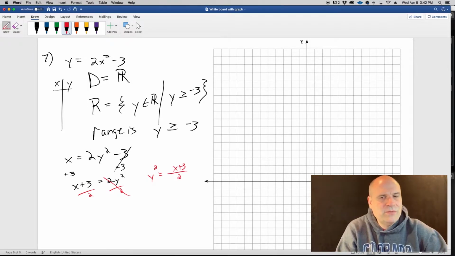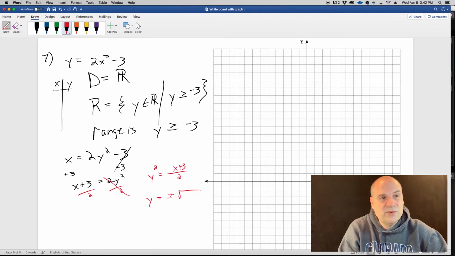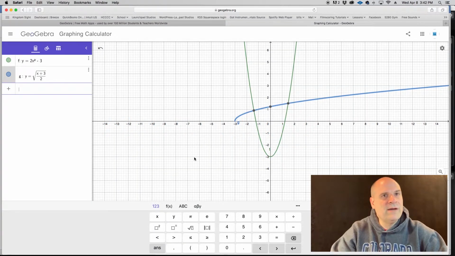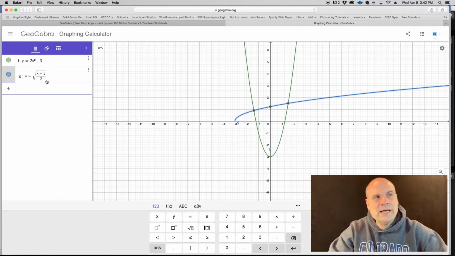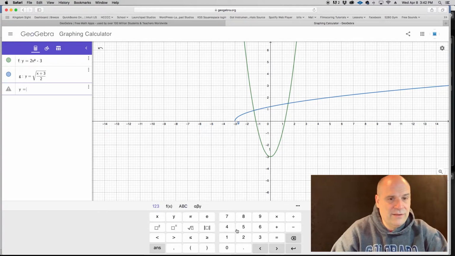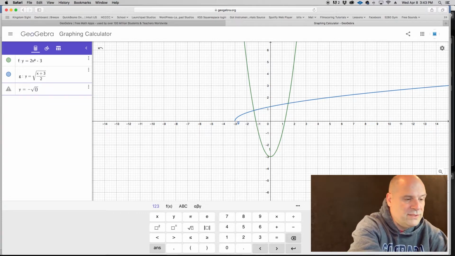Now we're gonna take the square root of both sides. Now here's the deal. Remember, when you take the square root of both sides, you have to consider positive or negative. So x plus 3 over 2, square root of x, positive or negative, square root of x plus 3 over 2. Okay? So now this is gonna be a little trickier to graph. So if I go to my graph here, this was just me saying y equals square root of x plus 3 over 2. But I also want the negative square root of x plus 3 over 2. So parentheses x plus 3 over 2.